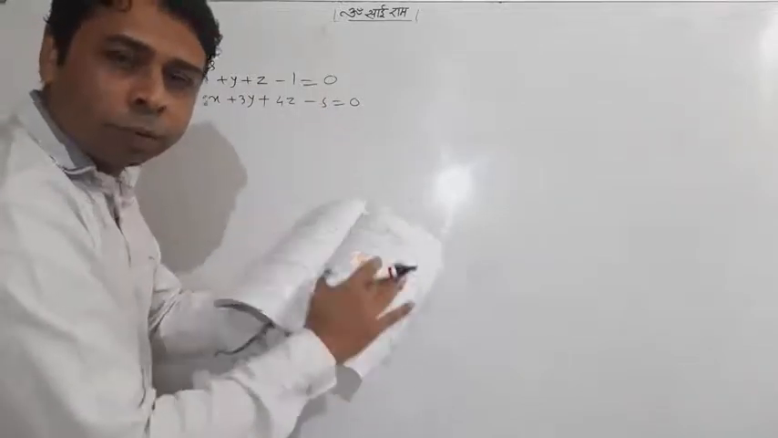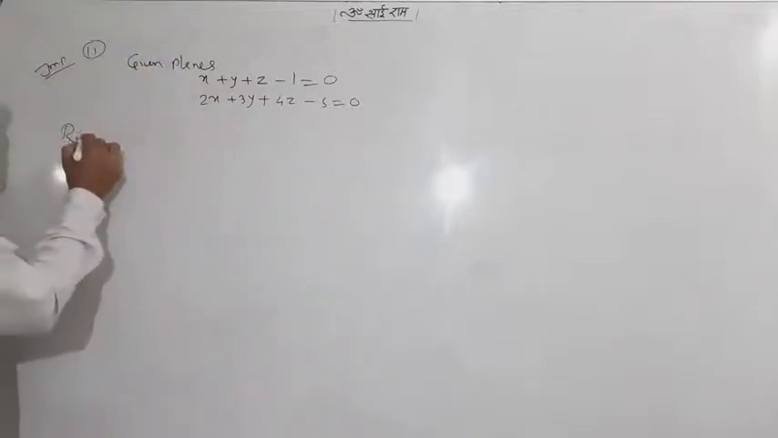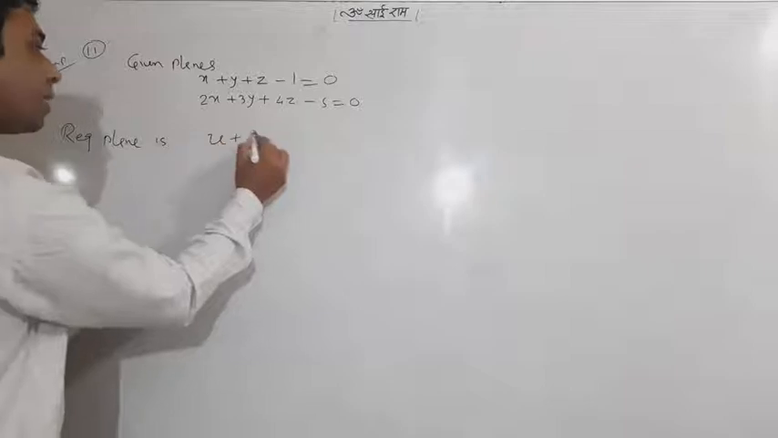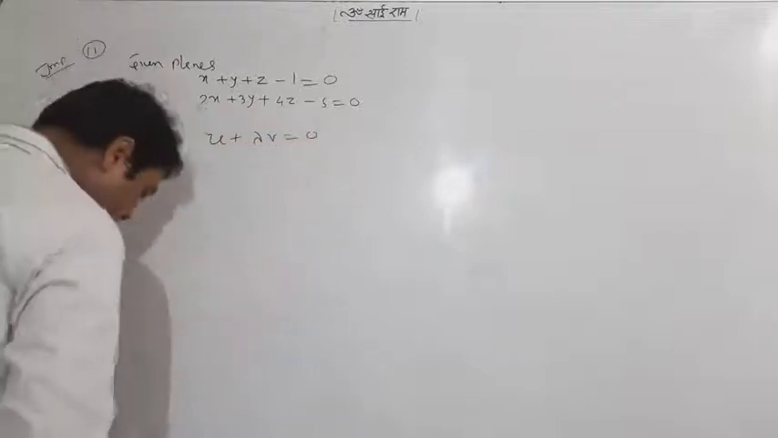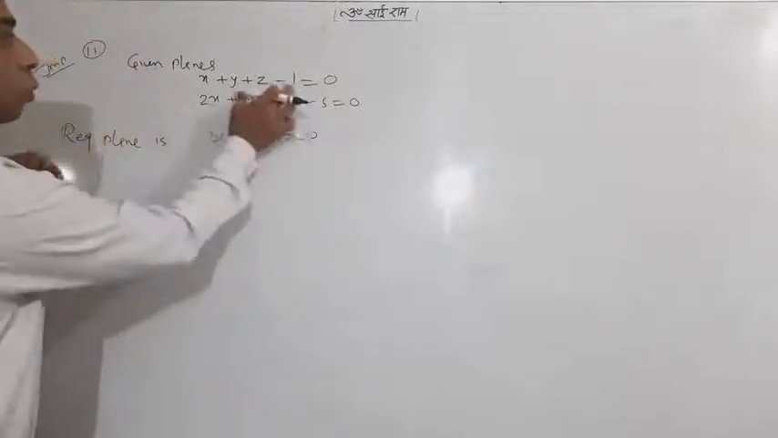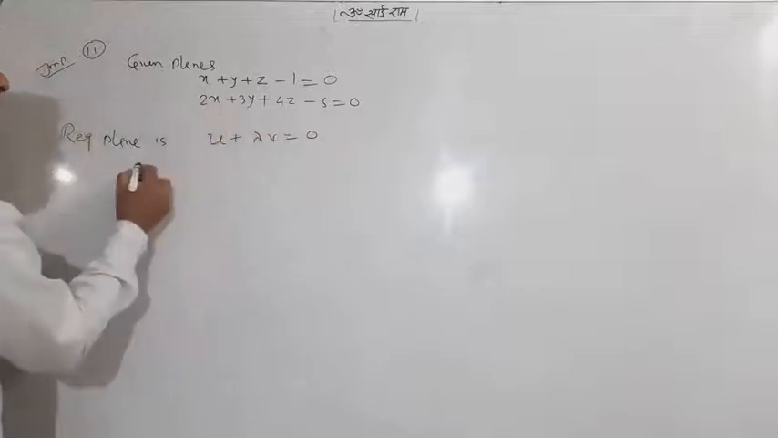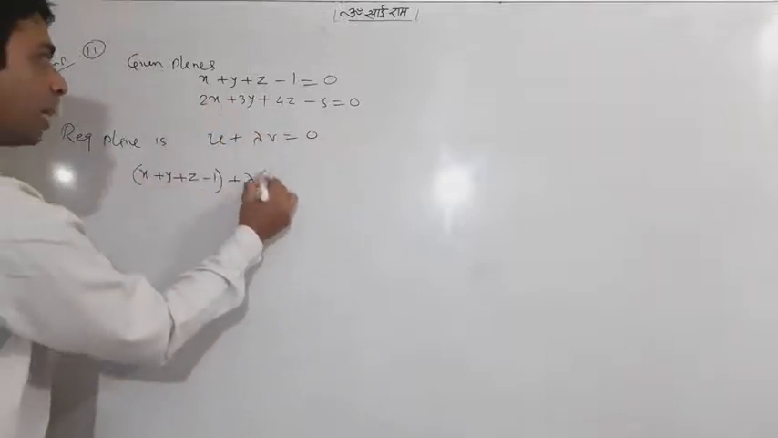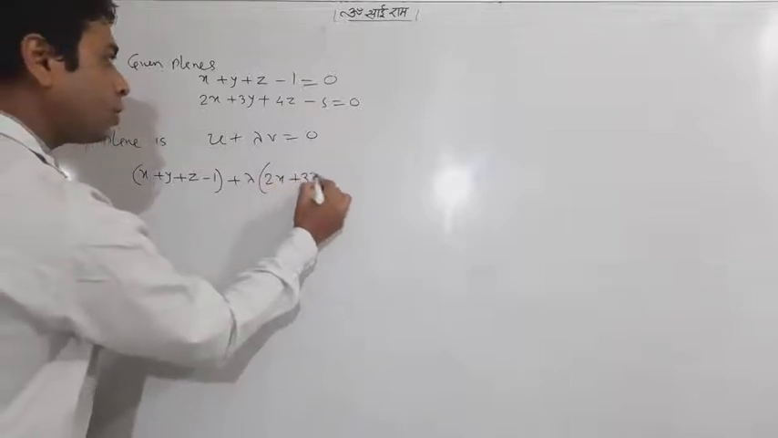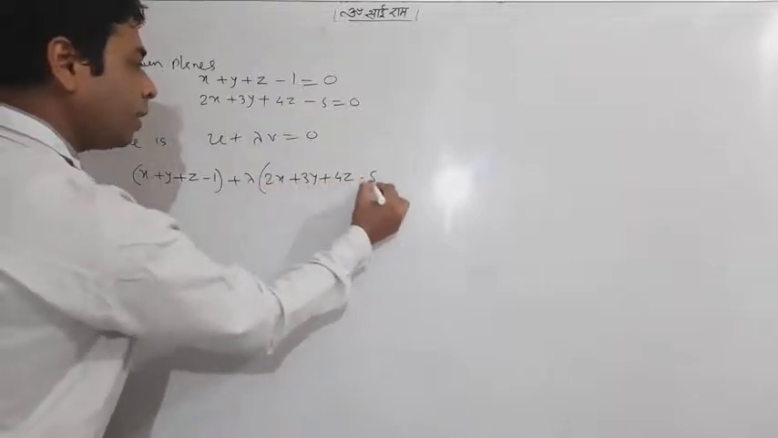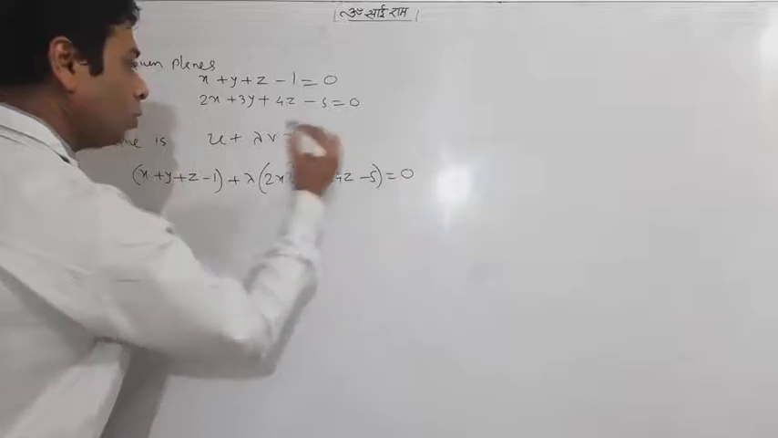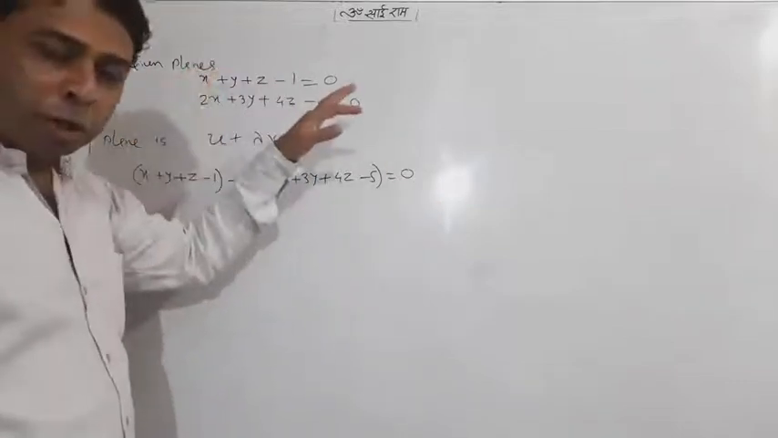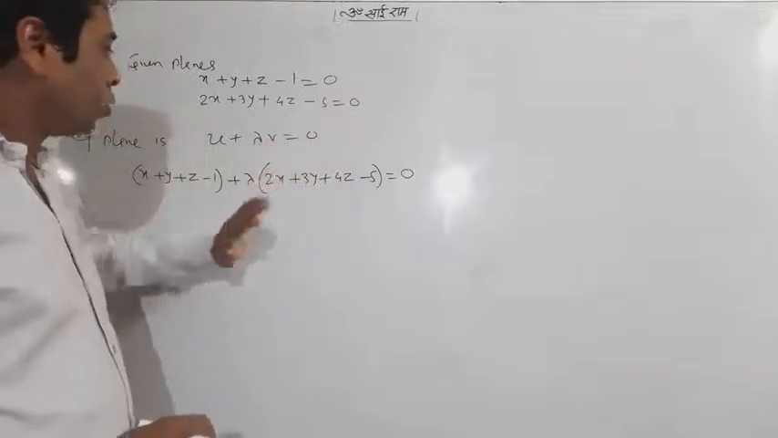This is u, this is v. So the required plane is u plus lambda v is equal to 0. So what is u and what is v? This is u, this is v. Put it directly: x plus y plus z minus 1 plus lambda into 2x plus 3y plus 4z minus 5 is equal to 0. This is the u and this is v. Keep remember, u and v are fixed. So this is a plane.